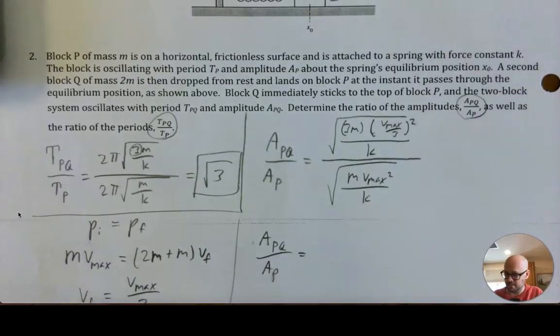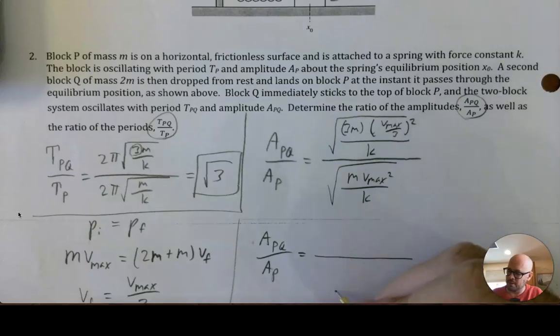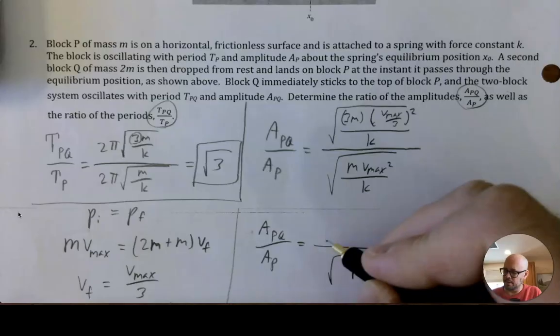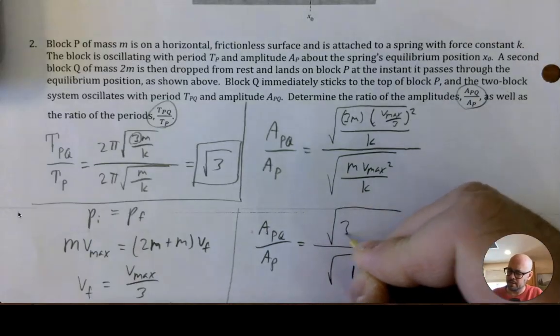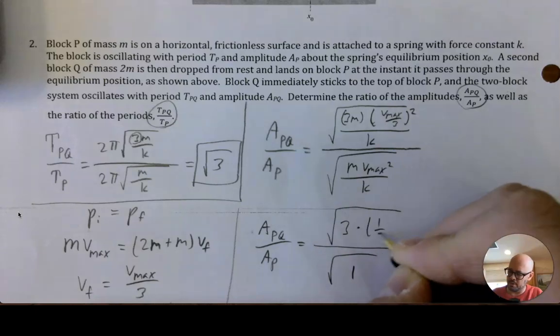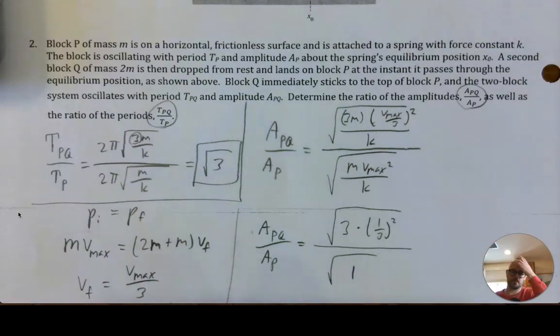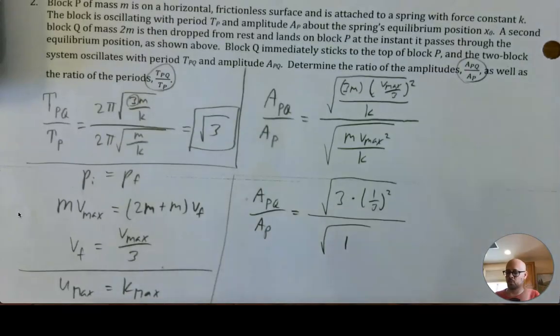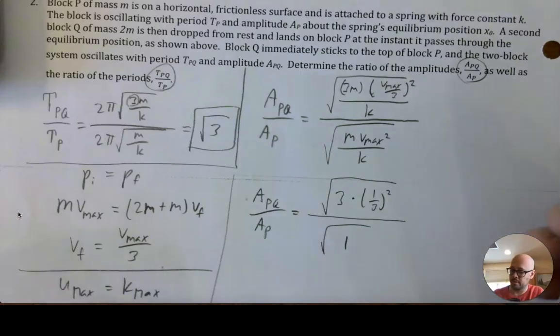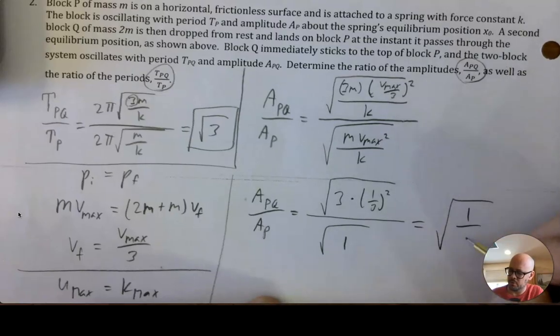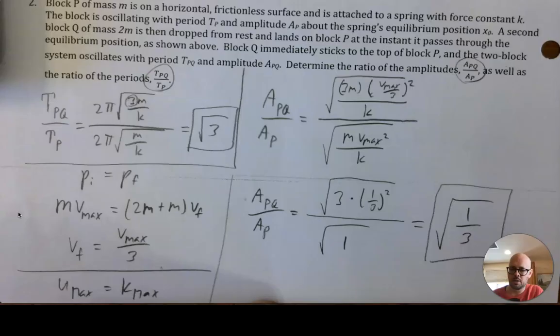Again, you'll see that a bunch of things will cancel, and I'm going to do that cancellation now. In the numerator, literally everything cancels, so it's the square root of 1. In the other part, the things that don't cancel are 3 times 1/3 squared. 1/3 squared is 1/9, and 3 times 1/9 is 1/3. And so the ratio between these two amplitudes is the square root of 1/3.